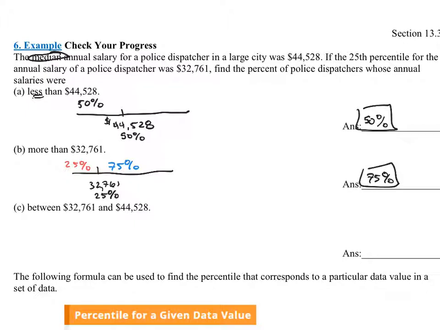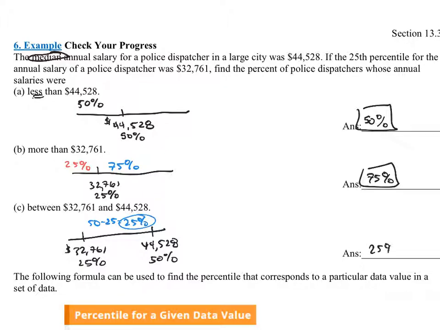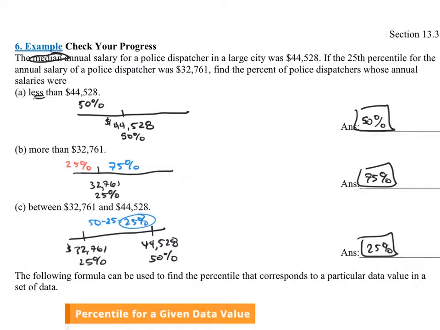Let's look at C. C says between the two, 32,761 and 44,528. So the 32,000 is the 25th percentile. The 44,000 is the 50th percentile. So how do you find out what's between them? You simply do subtraction. 50 minus 25 gives us 25% lie between the two. So the answer would be 25%. Hopefully that makes sense to you.